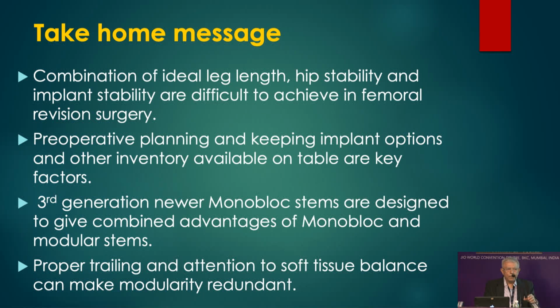So if you do a proper planning and use these third generation monoblock stems which are designed to give you advantage of modularity, the monoblock and modular stems. And if you do a proper trialing and a soft tissue balance, your modularity can be made redundant. So these third generation stems like monomod by Meril, there is another stem also available, but it gives you wide options available to balance the proximal part, the soft tissue length, version, offset, and you can use a monoblock stem like a modular stem. Thank you.